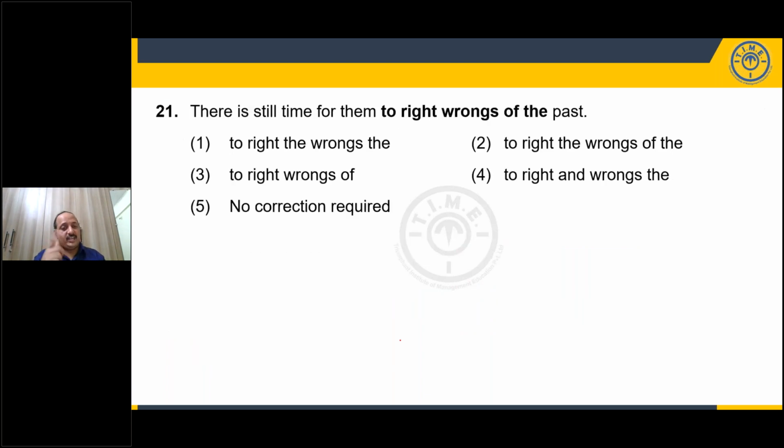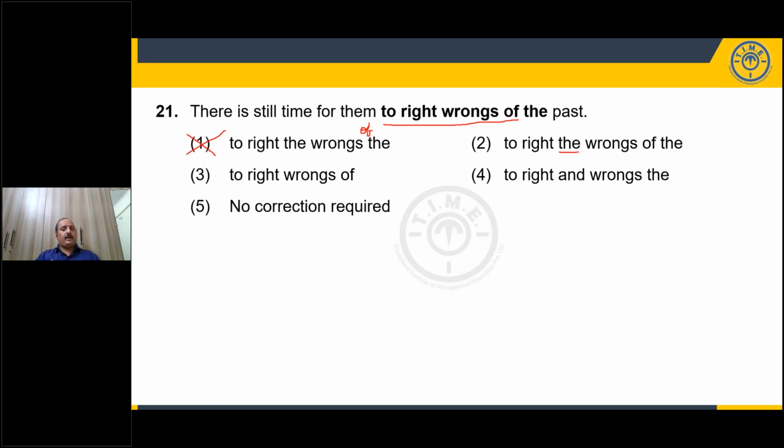Let's try the next question that way. I'll not give you the answer directly. Let's see if we can figure it out via the options. There's still time for them to right wrongs of the past. Okay. So the bold part is "right wrongs of the past." Let's check the options. "To write the wrongs, the," but I need an "of" over here. So definitely one gets eliminated. "To write the wrongs of the." Now the only difference between the question and option 2 is the article "the."